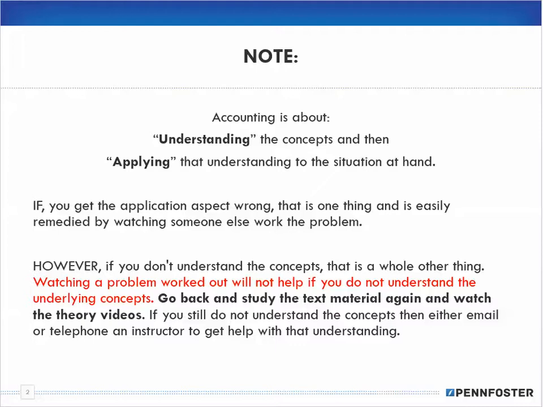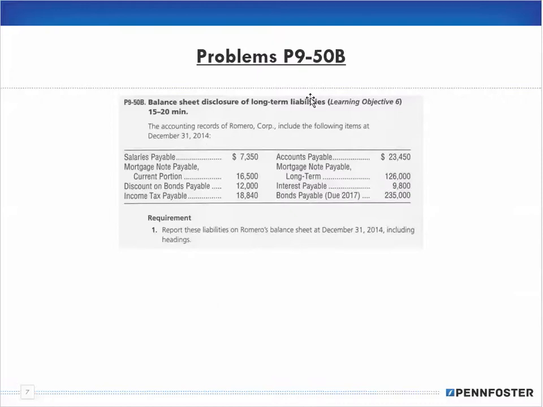All right, so let's see here. We're on 9-50, and it says balance sheet disclosure of long-term liabilities. The accounting records of Romeo include the following items at December 31st. Payable, payables, all of these are payables. It says report these liabilities on Romero's balance sheet at December 31st, including headings.